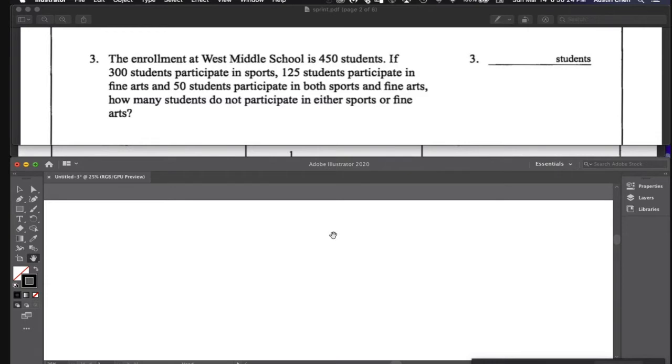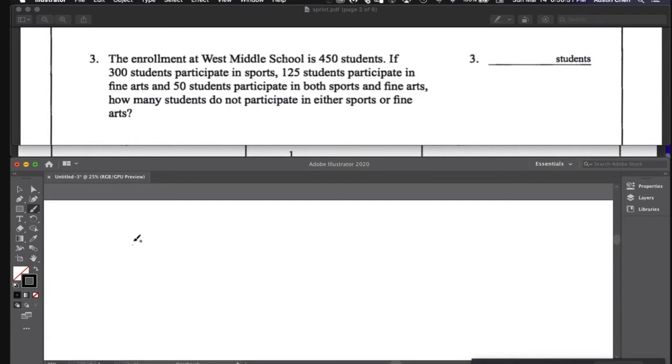Because they're going to be counted once in the sports category and once in the fine arts category. But we only want to count each person once, right? So because we counted the people that participate in both sports and fine arts twice, but we only want to count them once, then we have to subtract the number of students that participate in both, because we would count them twice otherwise.